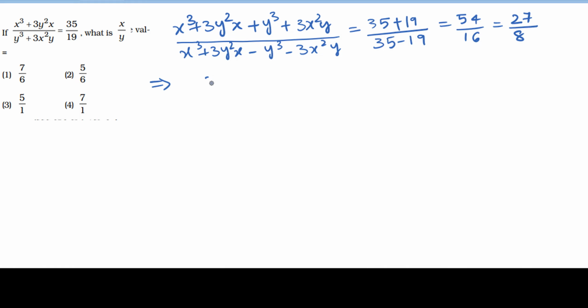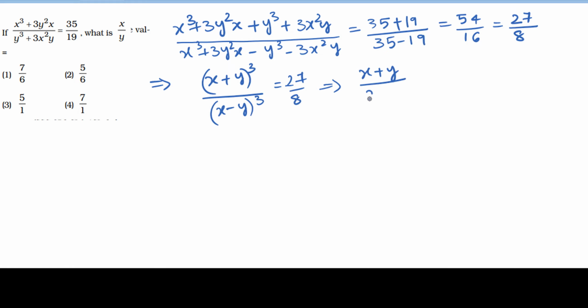So from here this is x plus y whole cube. If we replace y with minus y, we get this expression, right? So that is x minus y whole cube. That is equal to 27 by 8. That implies x plus y by x minus y is equal to 3, since 3 cube is 27, right? And 2 cube is 8.